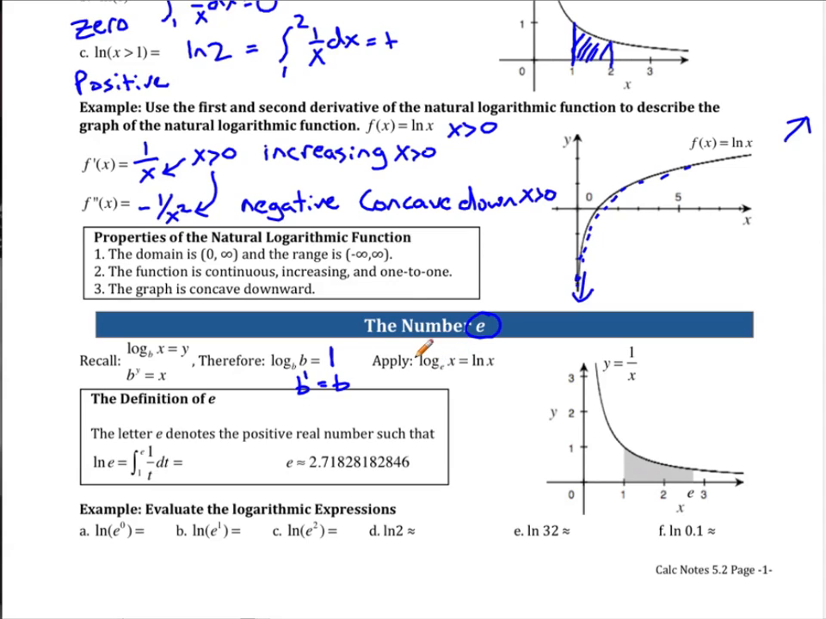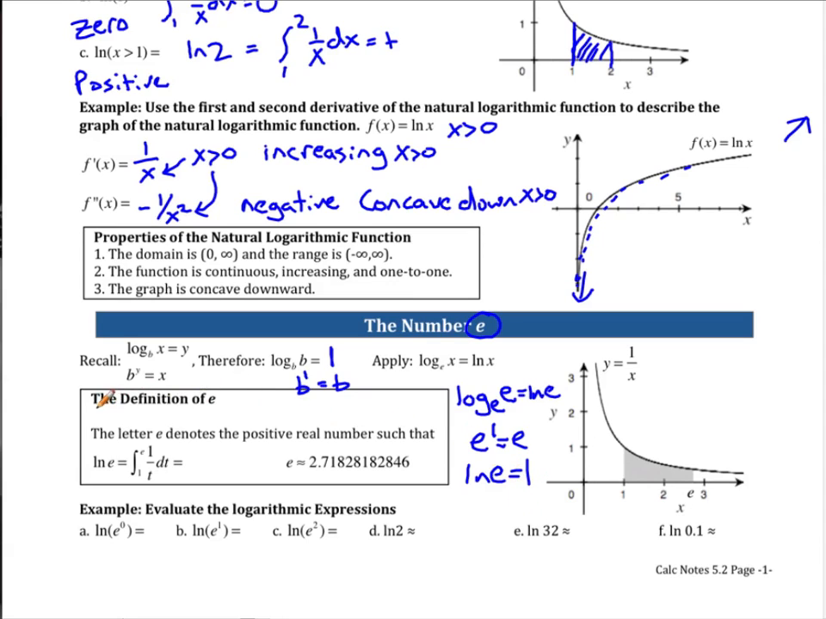So let's apply that now to log base e of x, which equals the natural log of x. Okay, so log base e and natural log are the same thing. So what we're going to do here is substitute x with e. So log base e of e would equal the natural log of e. And if we look at log base e of e, we can use the same thought of log base b of b, that it equals 1. Okay, because e to the first power equals e. Therefore, the natural log of e has to equal 1.